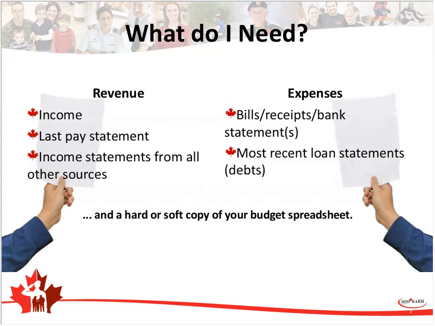So, what do you need? Well, basically what you need are your revenue and expenses. So revenue, that's what comes in, your income. So you need your pay statements, and if you have any other sources of income, investments, things like that, you want those statements. On the expenses side, bills, bank statements, and any sort of loan statements, lines of credit, mortgage, things like that.